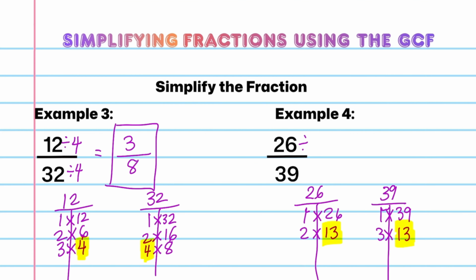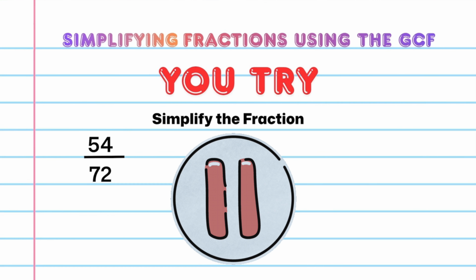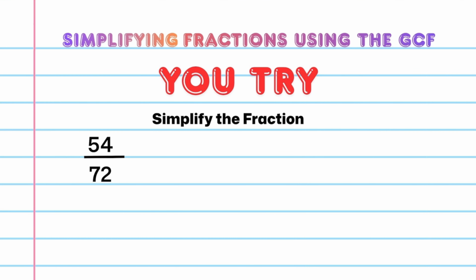I'm going to divide the numerator and denominator by 13. 26 divided by 13 is 2. 39 divided by 13 is 3. So 26 over 39 simplifies to 2 over 3. Now I want you to try one. You have 54 over 72. Pause this video, work through that problem, come back and play the video, and see if your answer is correct by looking at mine. So go ahead and pause the video.